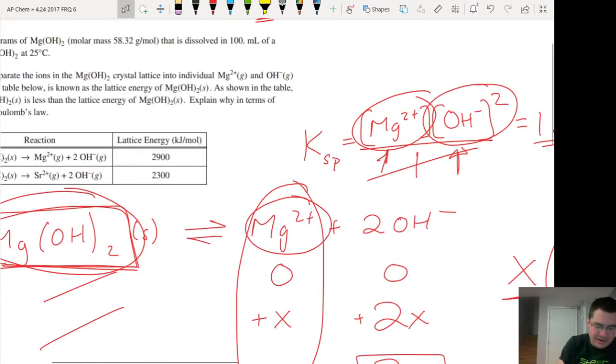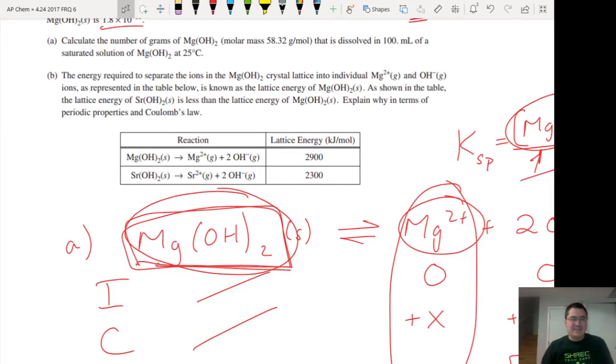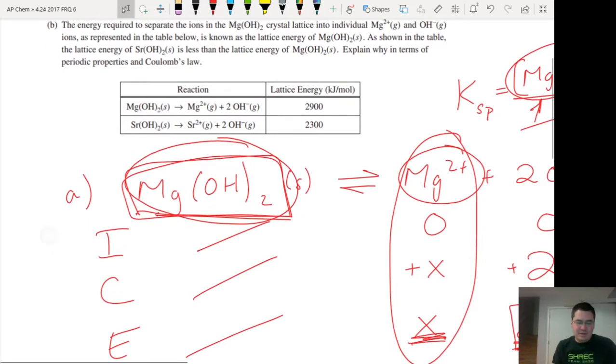Okay, part B, we'll zoom back in. It says the energy required to separate the ions in the magnesium hydroxide crystal lattice into individual ions, as represented in the table below, is known as the lattice energy. As shown in the table, the lattice energy of strontium hydroxide is less than the lattice energy of magnesium hydroxide. Explain why in terms of periodic properties and Coulomb's law.